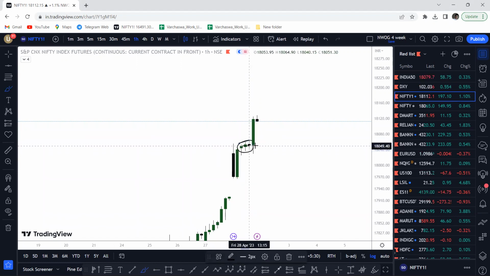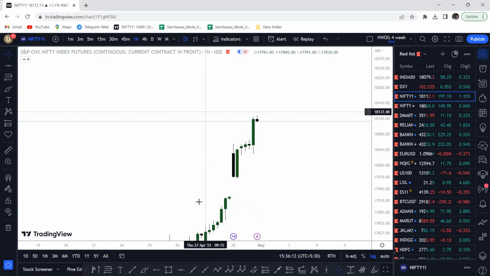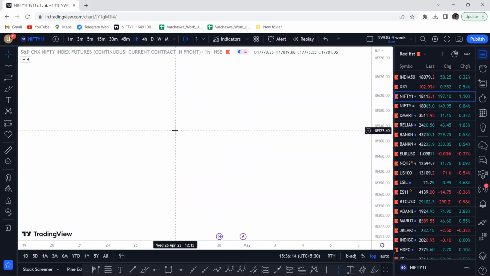And what happens after contraction? After contraction we see volatility. This was the volatility that took place in the last hour, or I guess in the last 30 minutes. But before that, the markets were contracting right here.